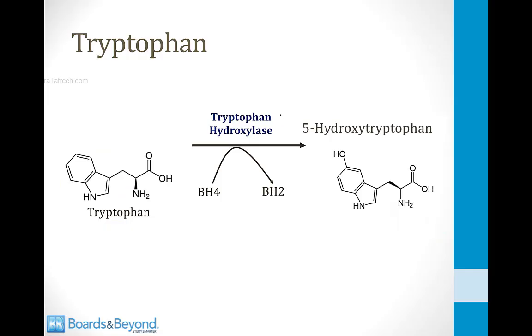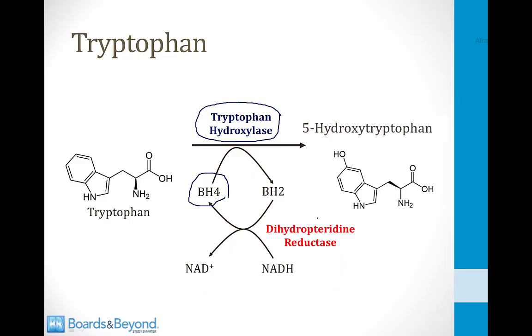The enzyme that catalyzes this step is called tryptophan hydroxylase. And just like phenylalanine hydroxylase and tyrosine hydroxylase, tryptophan hydroxylase requires the cofactor tetrahydrobiopterin or BH4. BH4 is converted to BH2 in this step, and it must be regenerated by the enzyme dihydropteridine reductase, and this involves a molecule of NADH.